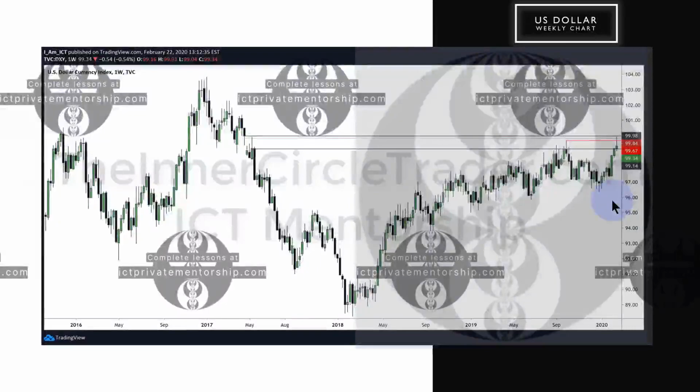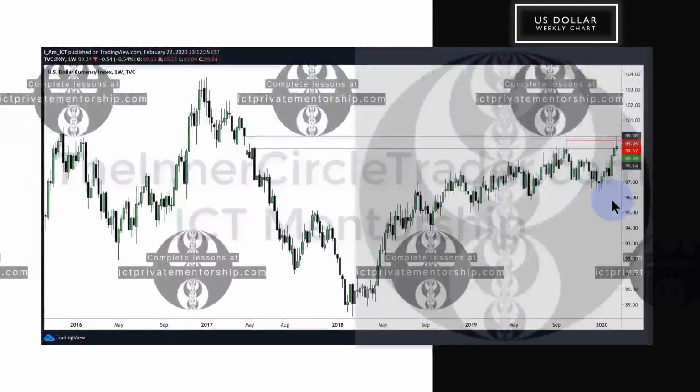Now, this kind of looks like a weird chart because it's really just giving you a piece of the narrative of what I want to talk about. I zoomed in on around the May 2017 area. All right, so here's that weekly volume imbalance. That's the level here and here.